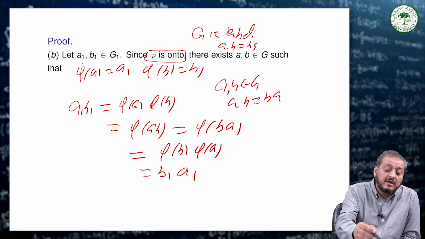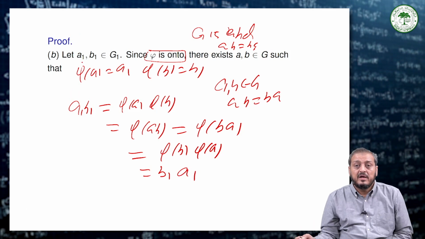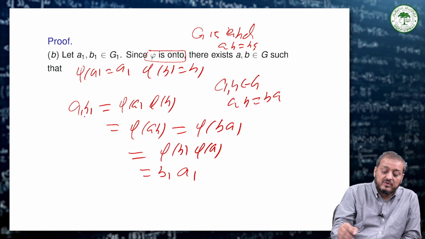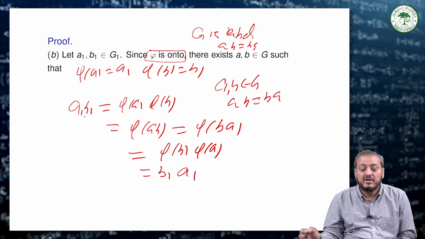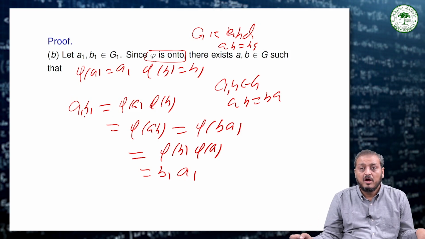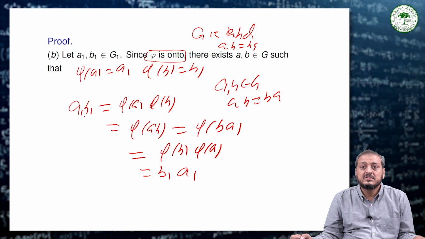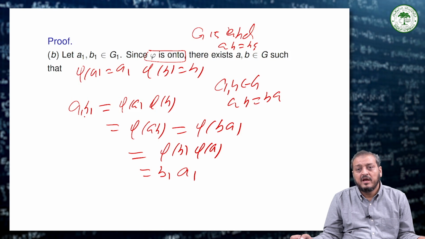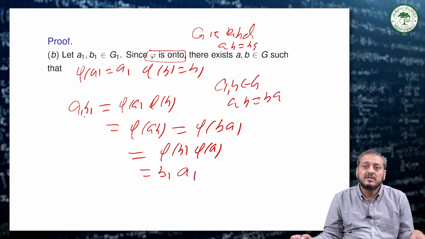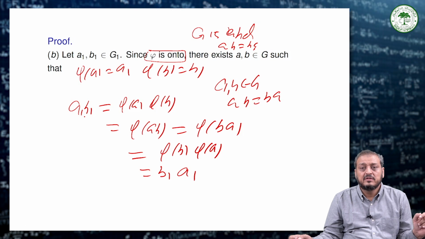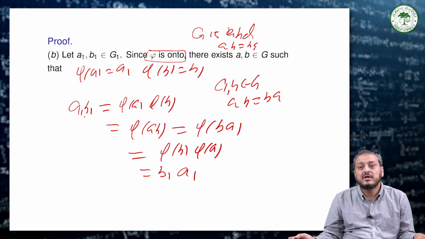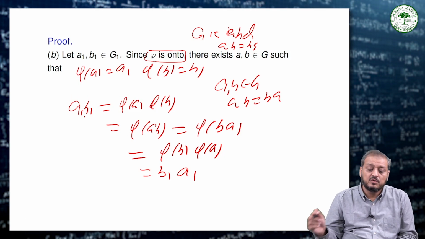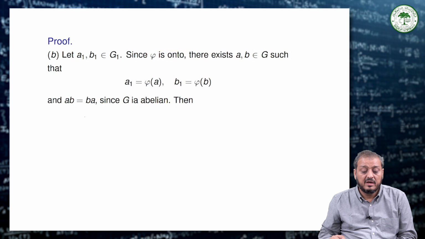So we have shown that if A1 and B1 are any elements in G1, then A1 B1 is the same as B1 A1. So if phi is an onto homomorphism, then we can simply say that if G is cyclic, then G1 is cyclic, and if G is abelian, then G1 is also abelian. This completes the proof of this theorem.